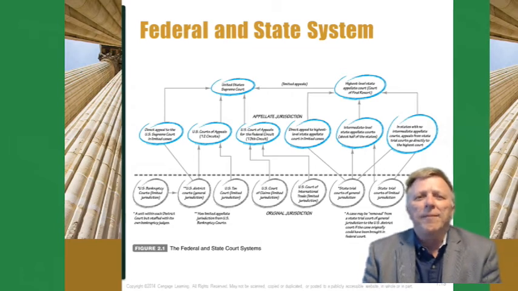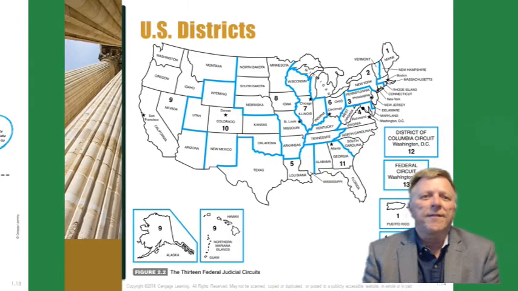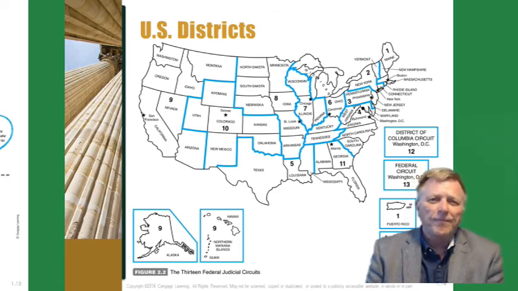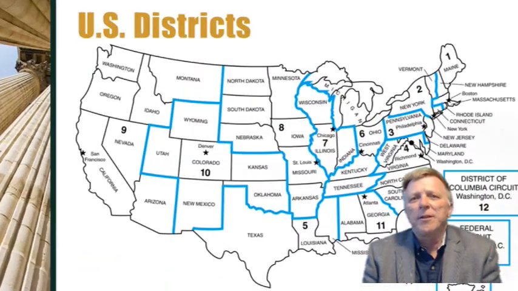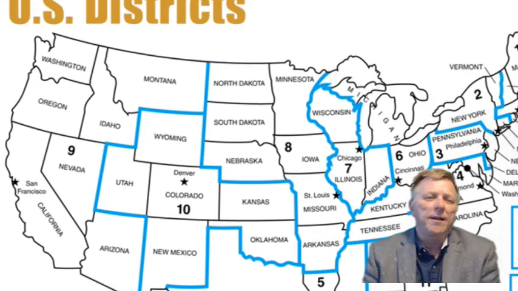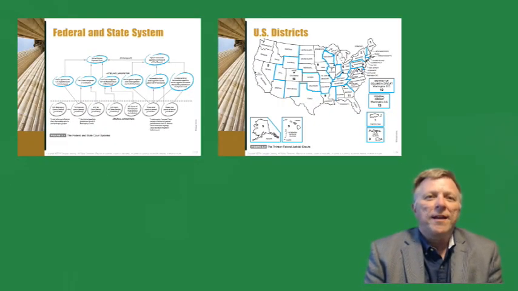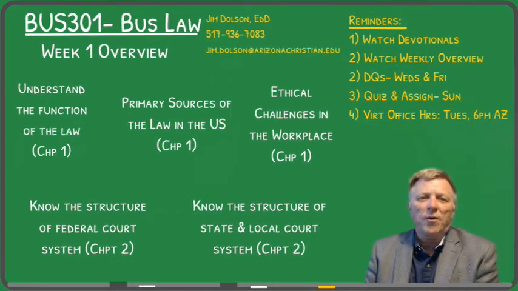And then the U.S. is divided up into 13 federal districts. Let me zoom in a little bit there. I live in Michigan, so I'm in the 6th district. And if you're in Arizona, your federal court is the 9th Federal Circuit Court district. Anyways, that gives you kind of an idea of how the courts are structured together.